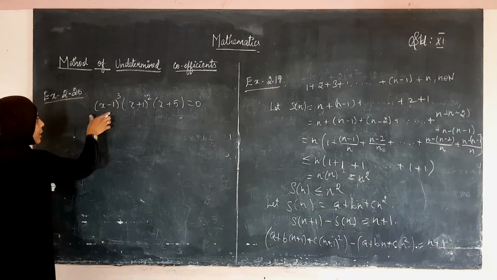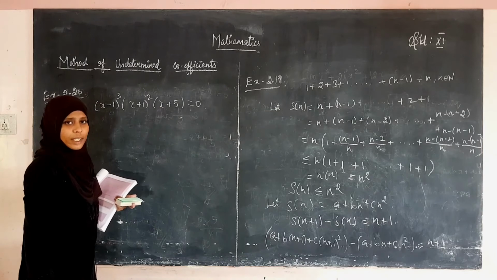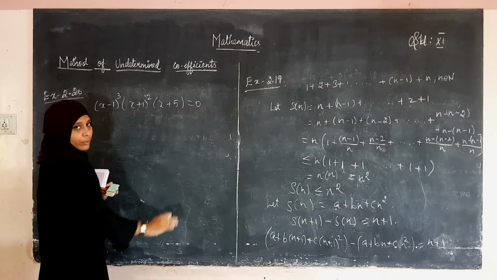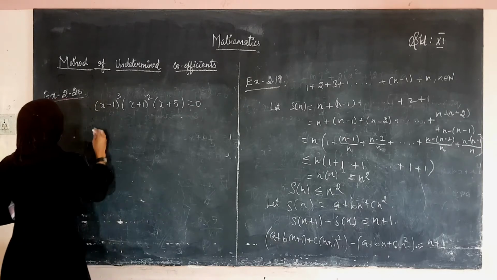See here, they have given it in factors. Since the factors are given, we can easily find the roots. So x plus 5 is equal to 0 means what is the value of x? x is equal to minus 5. So what are the roots?